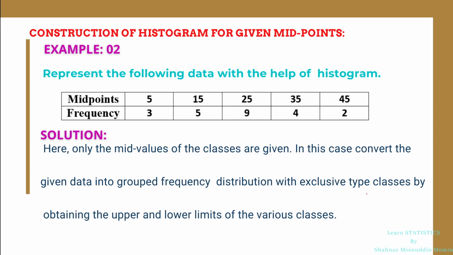Then our first job is to convert the midpoints into the classes of exclusive type. Here only the mid values are given. In this case, convert the given data into the grouped frequency distribution with exclusive type classes by obtaining upper and lower limit of various classes.